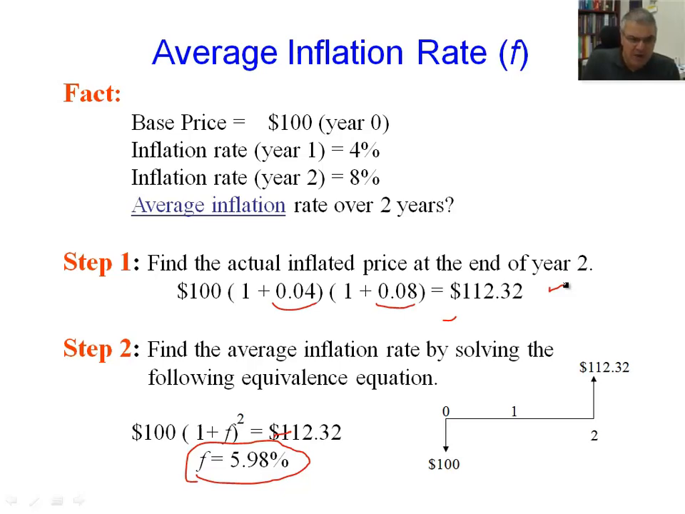So we would find the average inflation rate by solving the following equivalence equations. Again, similar to the interest rate. Instead of i, we use f instead, and we calculate it as 5.98. Again, this is pretty much due to the compounding power that applies to interest rate. In this case, it applies to the inflation rate.